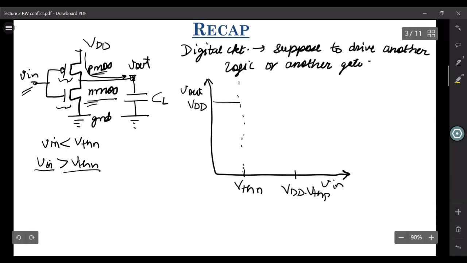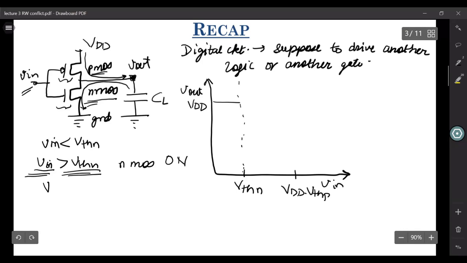You have this node Vout. This NMOS transistor, when it turns on, will try to pull it down. So it will try to discharge it to ground, while this PMOS will try to charge it to VDD. Whoever has more driving strength will win this tug of war, and the output voltage will lean towards that. So just immediately after Vin is greater than VTHN, your NMOS turns on.